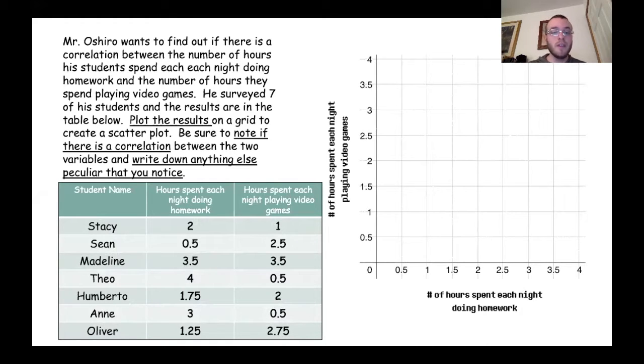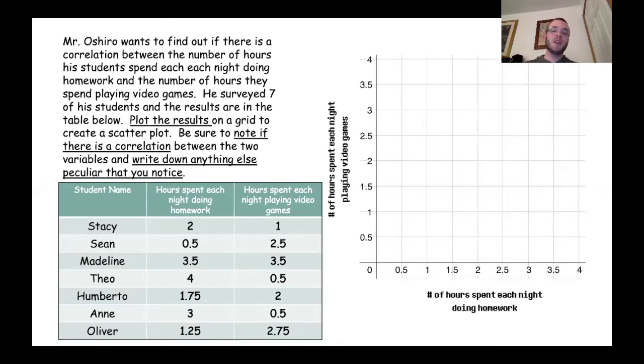I have a grid on the screen. Feel free to take a screenshot and print that out, or just grab some scratch paper, draw a grid, and then create your scatter plot that way. And then I want you to note if there is a correlation. And if you remember, a correlation simply means, do the data points trend upward, downward, or not at all? We'll talk a little bit more about that today. And finally, write down anything else that's kind of odd, that's peculiar, that you may notice about these data points. So pause this video, go ahead and do those things, and then come back and we will review.